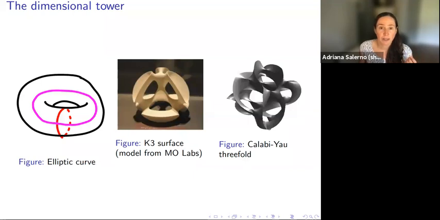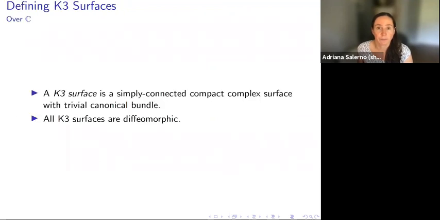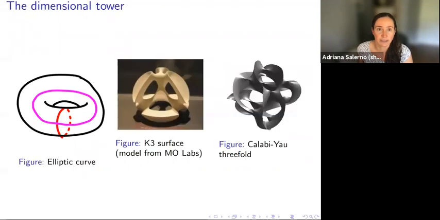But the part that we're generalizing about the elliptic curve is not the group. That's what you would need if you went in that direction: you would get an abelian variety. What we're really generalizing is this trivial canonical bundle, the unique holomorphic one form. And so this is the idea that we want to generalize.